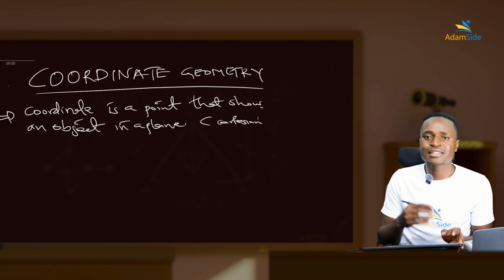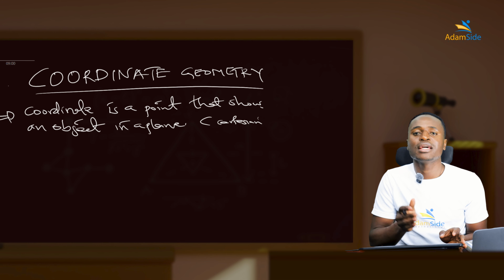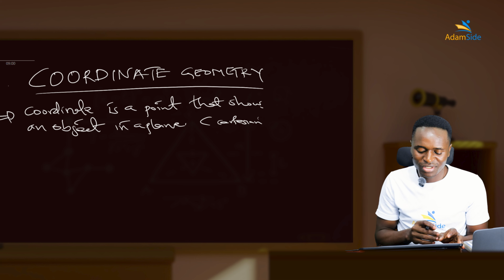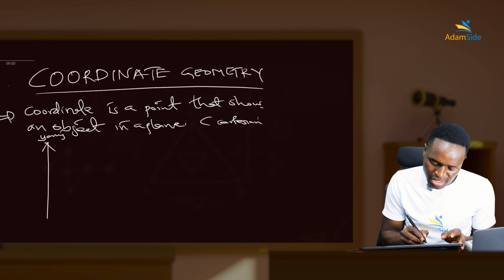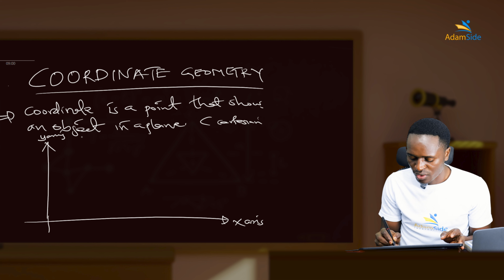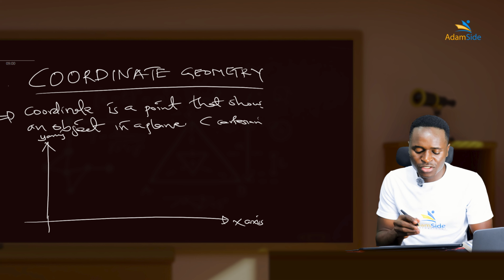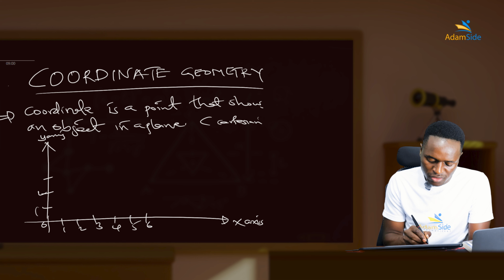A Cartesian plane has an x-axis and a y-axis. Our x-axis is the horizontal line and the y-axis is the vertical line. So this is the Cartesian plane, whereby you have the values of x and you have the values of y. Let's say the values of y are 1, 2, 3, 4, 5.